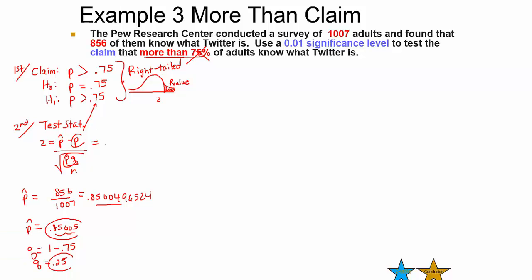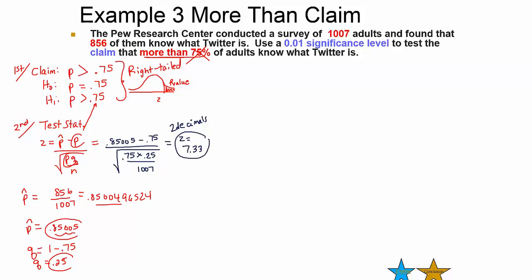So I have p hat, which is 0.85005, minus the claim, which is 0.75, divided by the square root of the claim, again, 0.75 times 0.25, divided by the total in my sample, 1007. Don't forget to type the numerator in, press equals, divide by square root, and then do 0.75 times 0.25 divided by 1007. The value that you get needs to round to 2 decimals. Z is always 2. So I get Z is equal to positive 7.33.